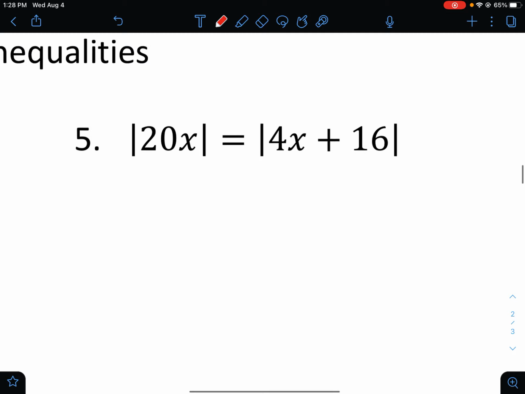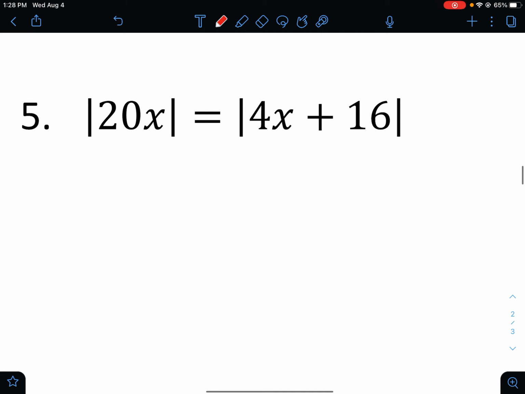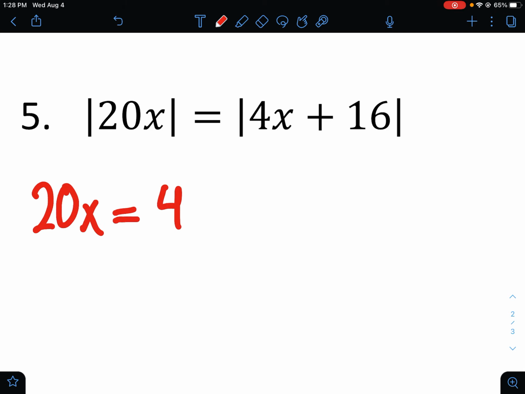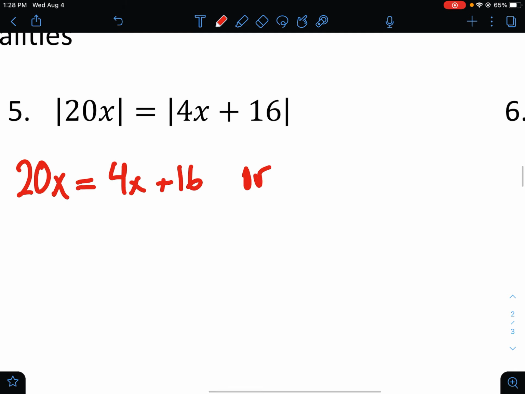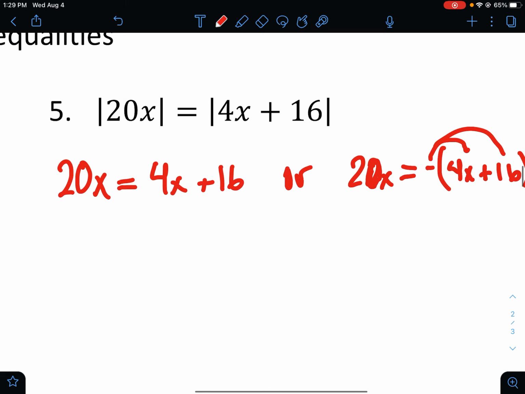The other questions here are going to be absolute value versus an absolute value. So again, you treat it the same as the other one. The only thing you have to be careful with, I'm going to set this up as 20x equals the positive version of 4x plus 16. But 20x could also equal the negative version. And remember, with this, you're going to want to use a negative and use parentheses when you do this, because that negative will have to be distributed to both of those.